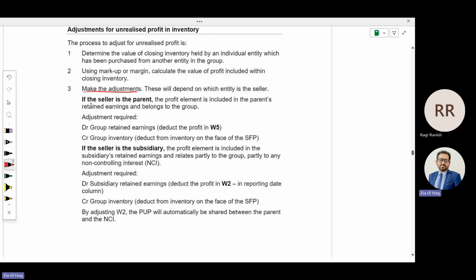If the seller is the parent, meaning the parent sold to the subsidiary, who recorded the profit? Parent. If the seller is the parent, the profit element is included in parent retained earnings. So we need to eliminate it from parent retained earnings. How? By debiting parent retained earnings and crediting inventory.